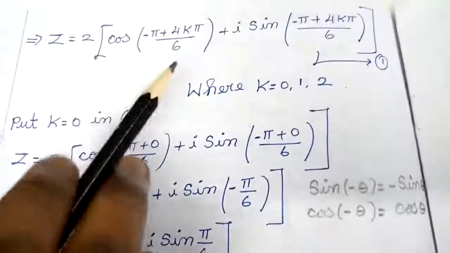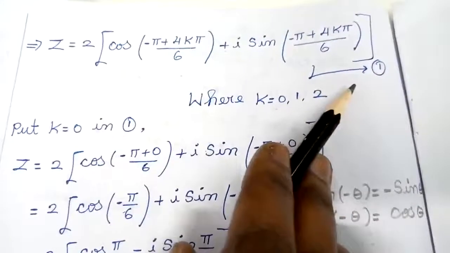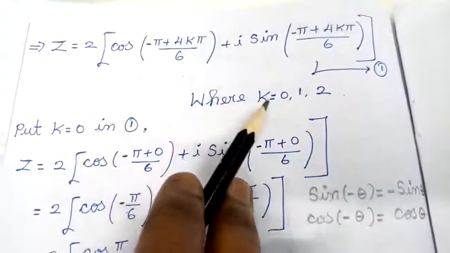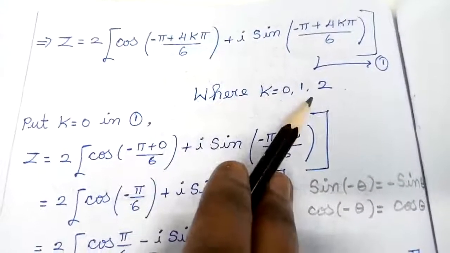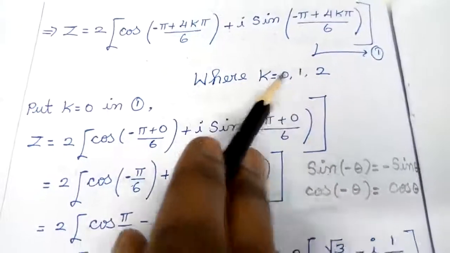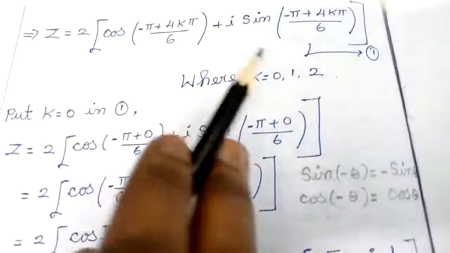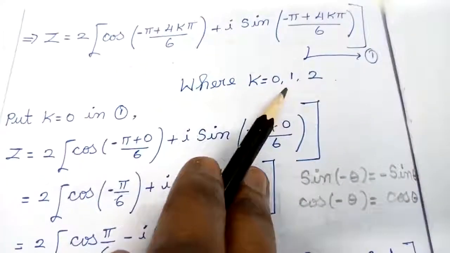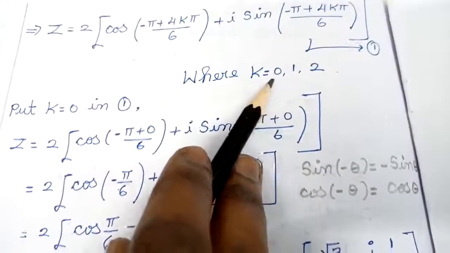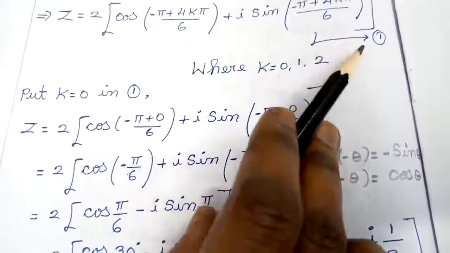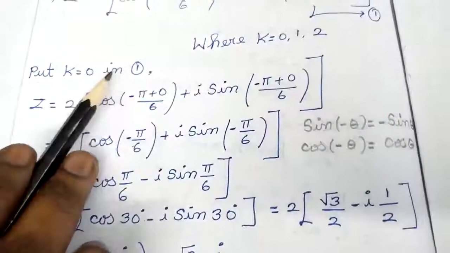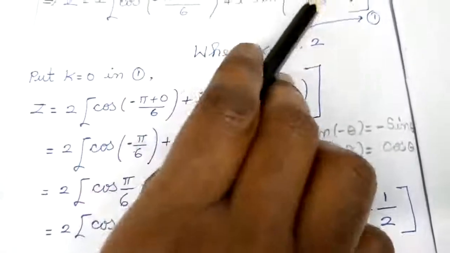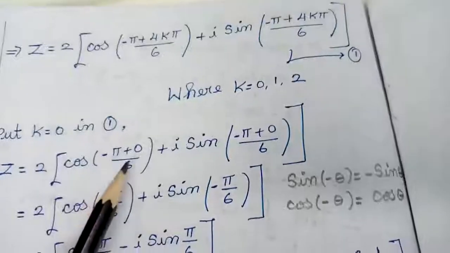So I am getting this value here students, just mark it as 1. I am going to take the value for k as 0, 1, 2. On what basis I am taking here is, in your question I am having the values z to the power 3 plus 8i. So z to the power 3 means I am going to give the value for k 3 values, that is 0, 1, 2. In equation 1, I am going to put k equal to 0. So wherever I am going to have k, I am going to replace the value as 0.